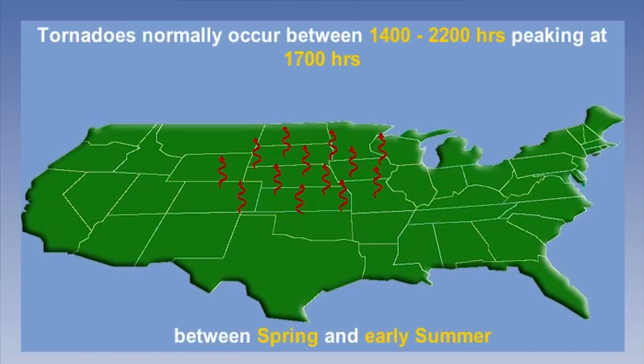Most tornadoes occur between 1400 and 2200 hours local time, with a peak at around 1700 hours, and most commonly in spring and early summer.